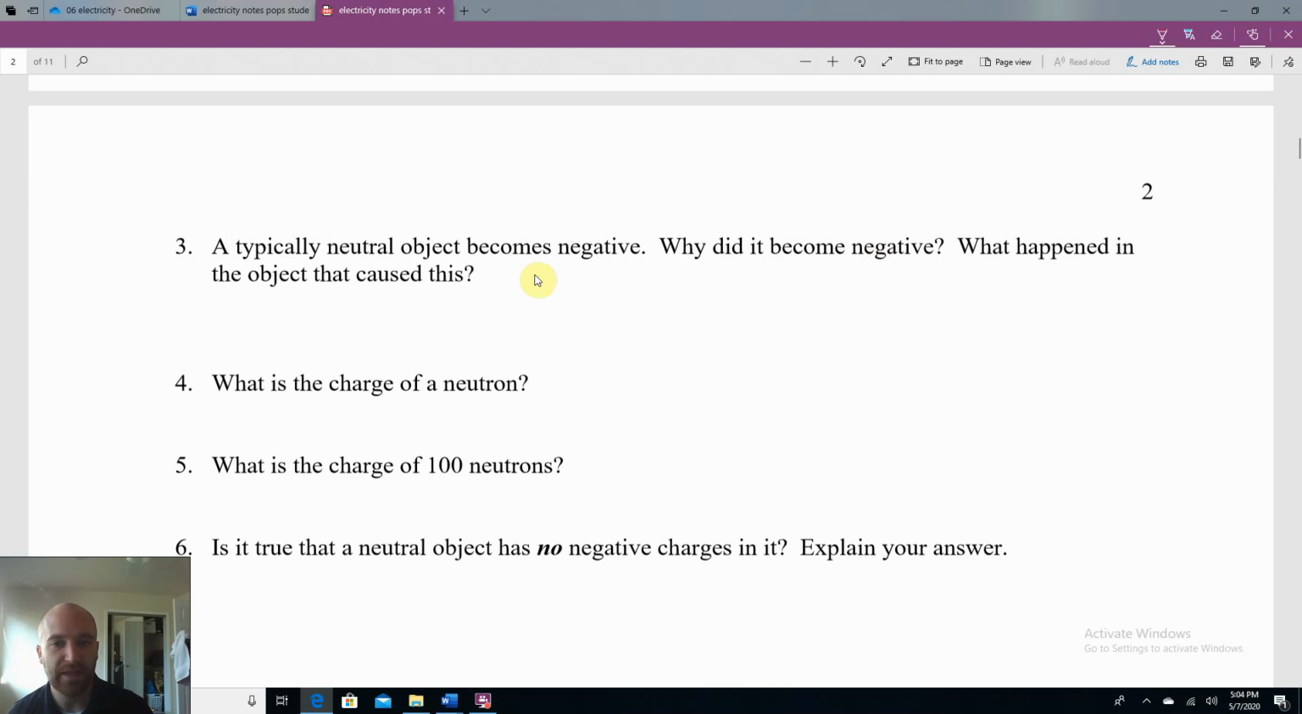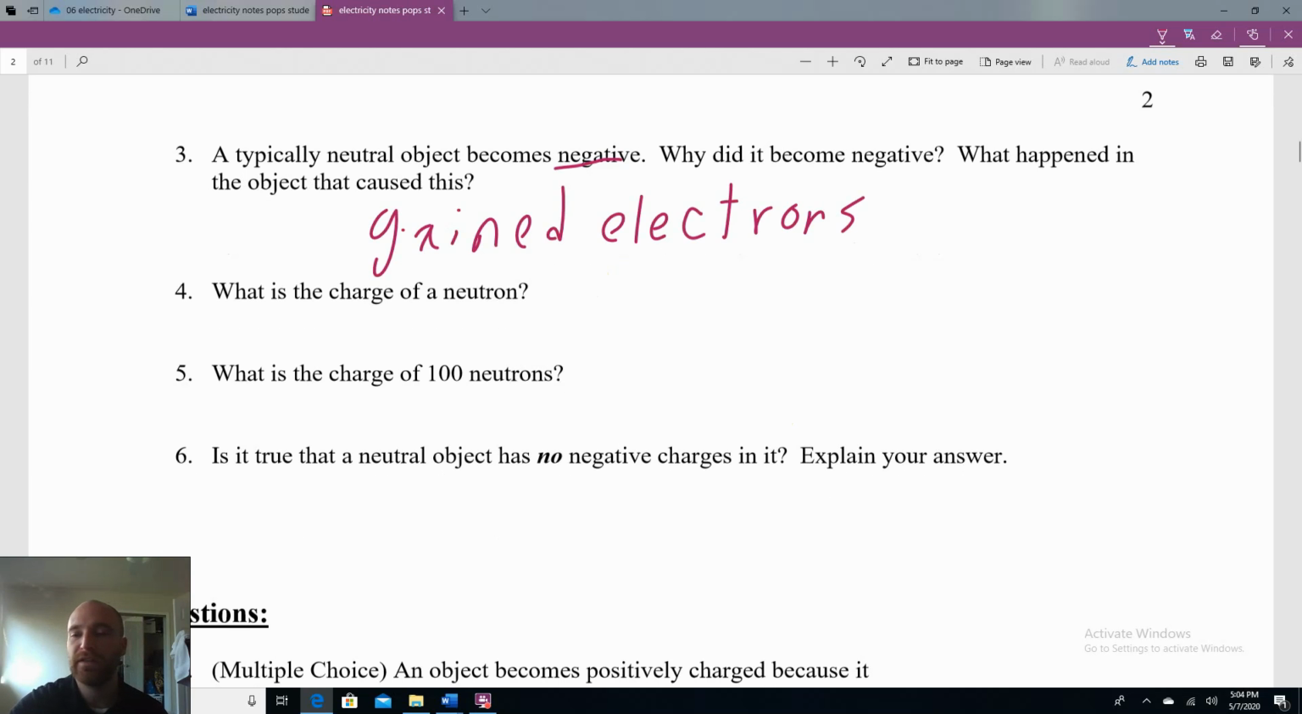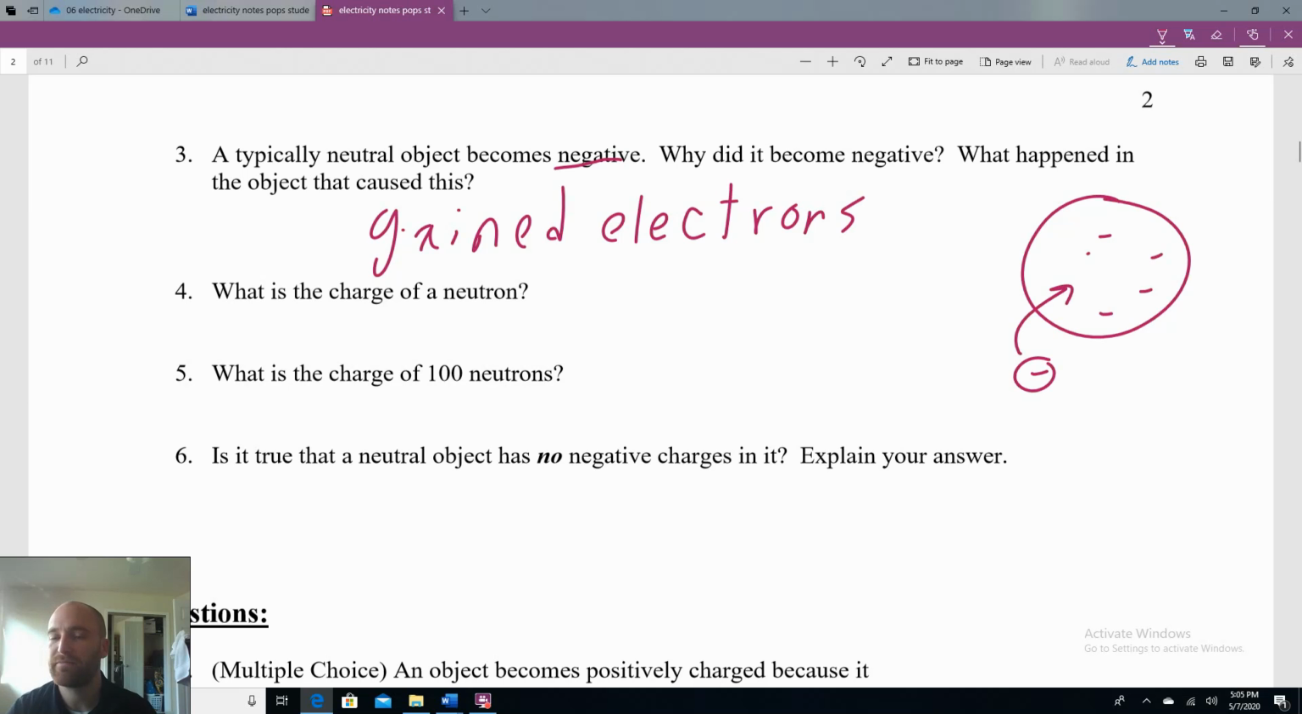Now this object became negative. So we've got to think, did it gain electrons or lose electrons? Well, electrons are negative. So I would say that what happened is it gained electrons. Think of it like this. We've got this object, it's just some circular whatever. And I want to make it negative. Well, I can do that by taking electrons and adding them to the object so that now it becomes negative. And that's how we would do that. So it gains electrons, it becomes negative.